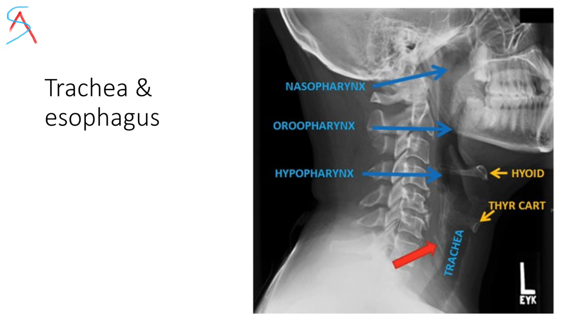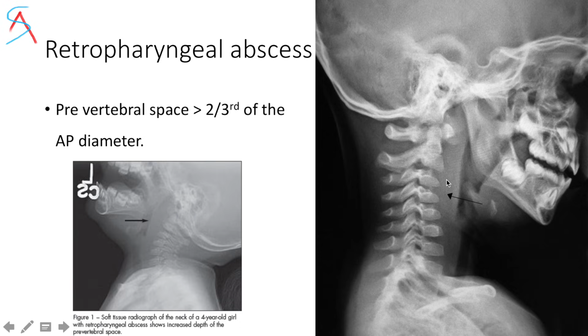Just to tell you a common anatomy, trachea is in front, esophagus is behind the trachea. This opacity is hyoid. Pharynx extends from the base of skull till C6 level. Nasopharynx is from base of skull till C1. Oropharynx is from C2 till C3. From C4 till C6, where is your cricoid, is the hypopharynx. So now let's move on.